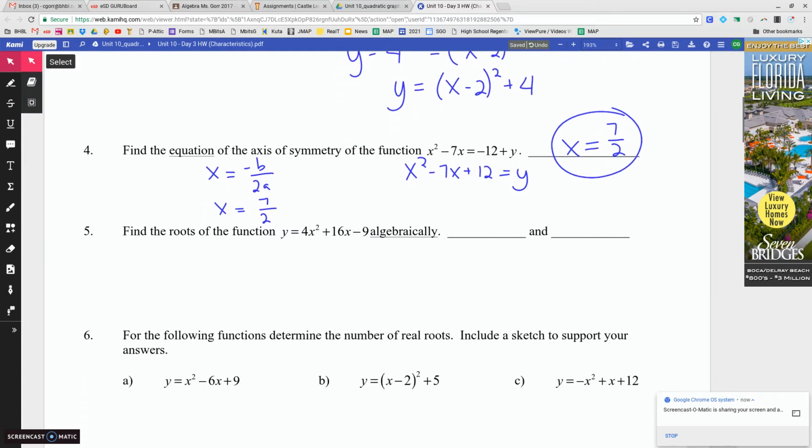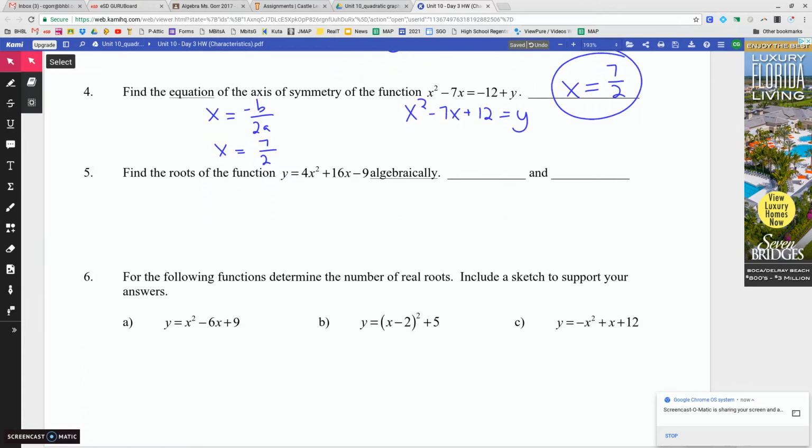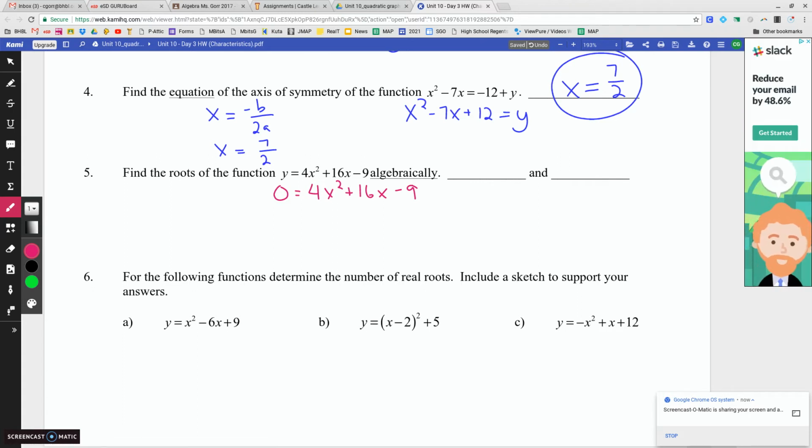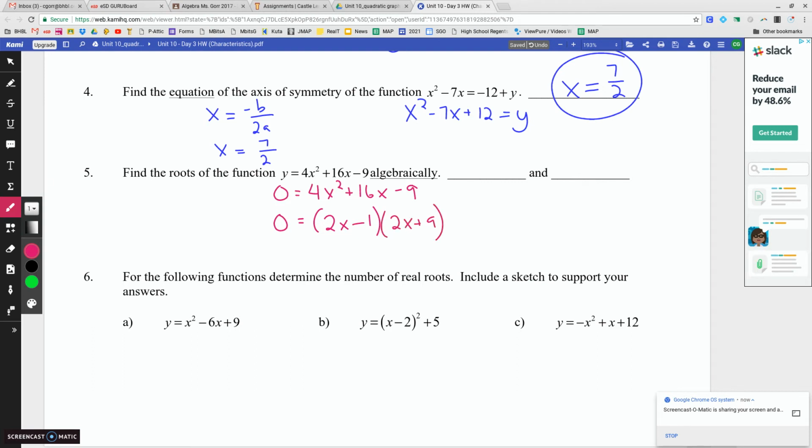Number 5, I want to find the roots of the function algebraically. If I want to find the roots of the function, what I want to do is plug in a 0 for my y value. And you'll have a choice at this point. You could factor it if you want to. You could use the quadratic formula if you want to. This actually is a factorable equation. I could factor this into (2x - 1) times (2x + 9). I'm going to then set both of those equal to 0. With a little bit of work, I can move this 1 over, divide by 2. So one of my roots will be +1/2. I'm going to move my 9 over, divide by 2, and my other root is going to be -9/2. Again, you could have used a different form if you'd like to do that.